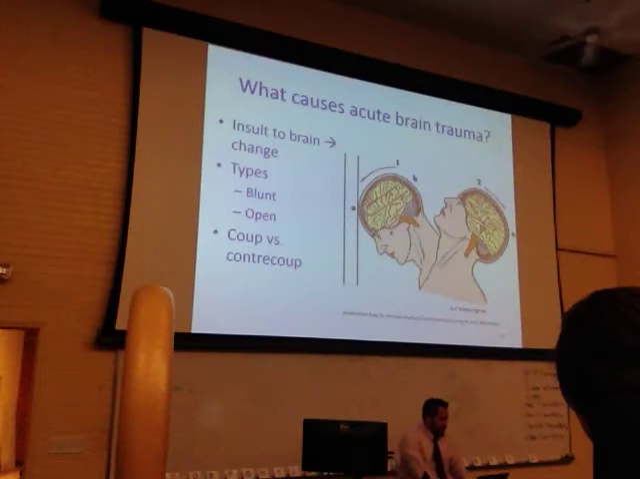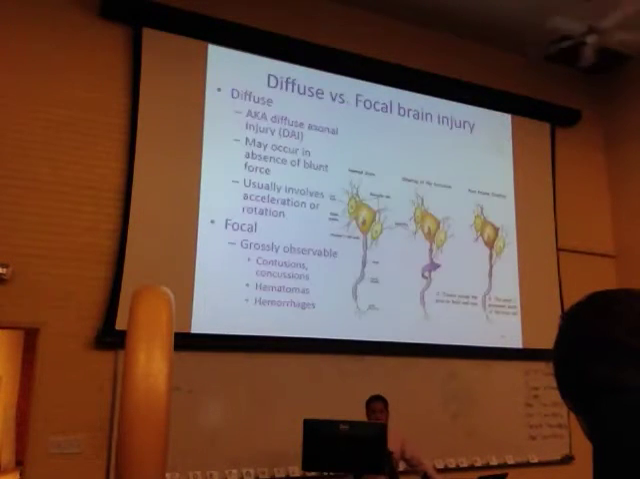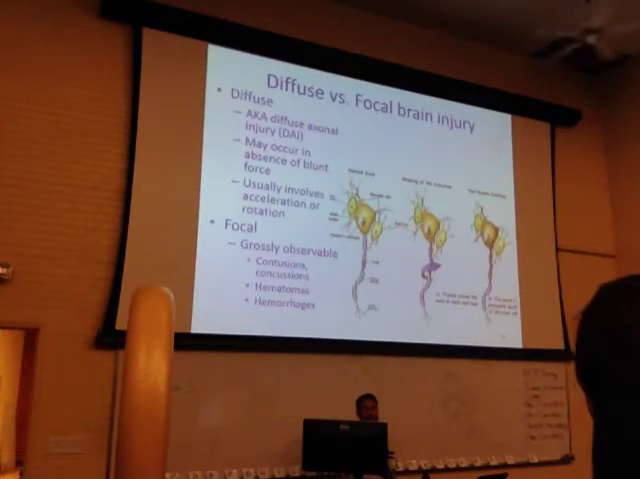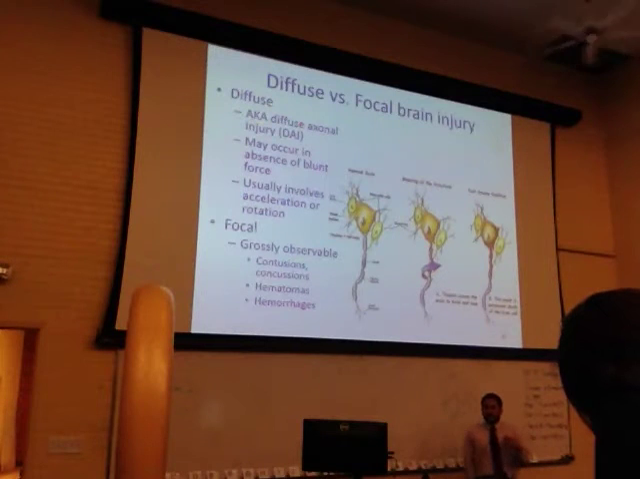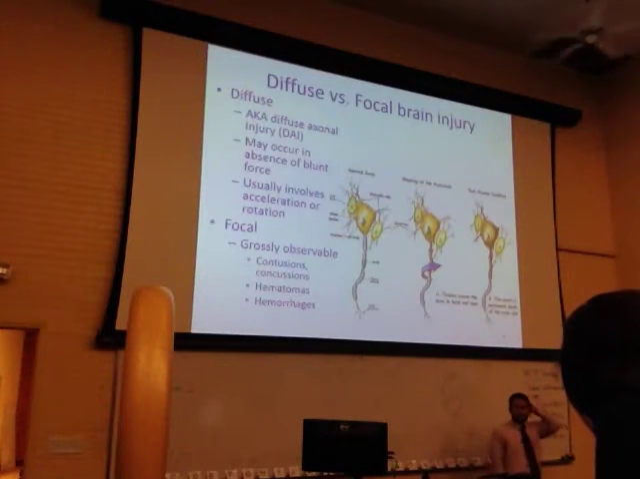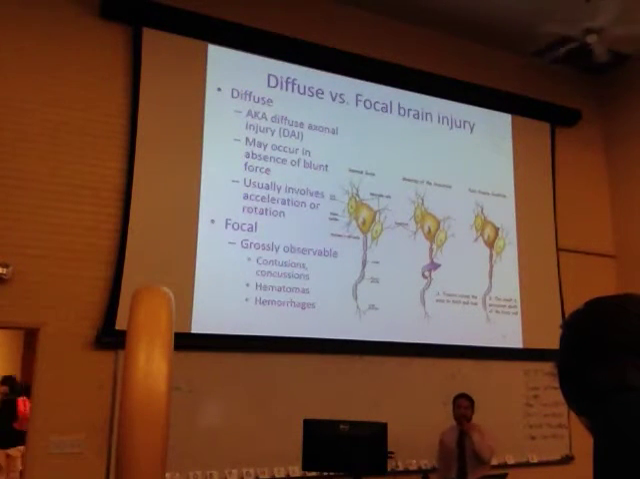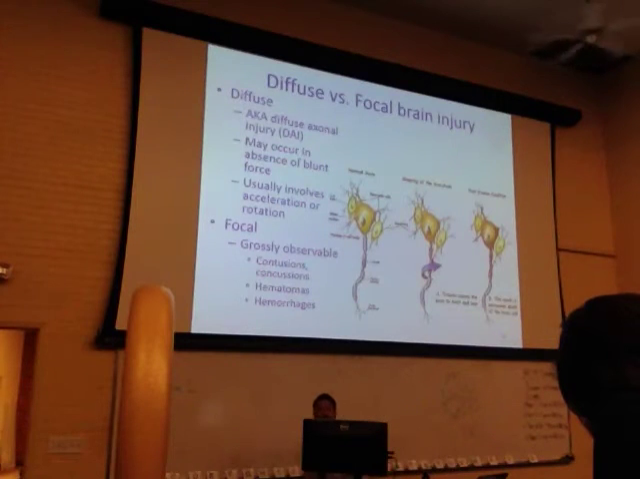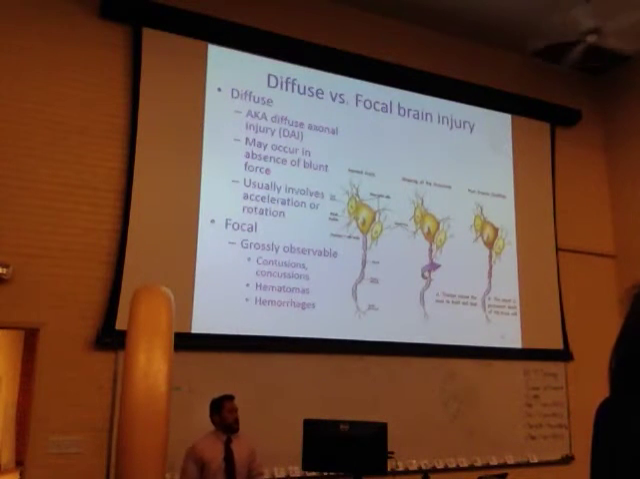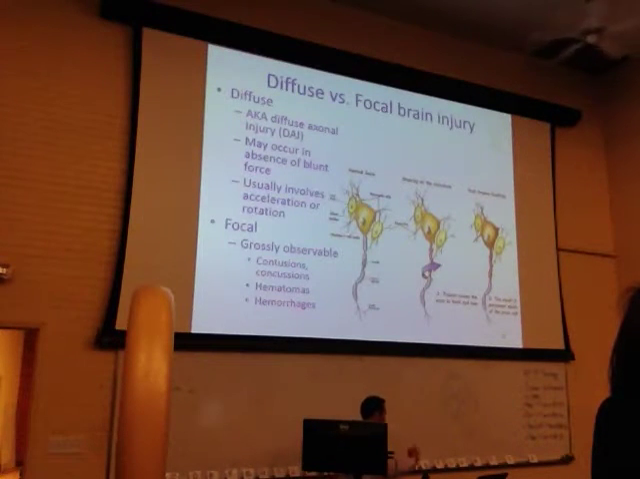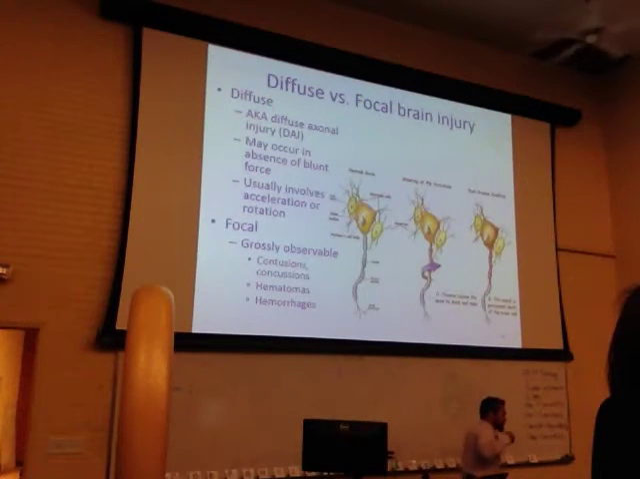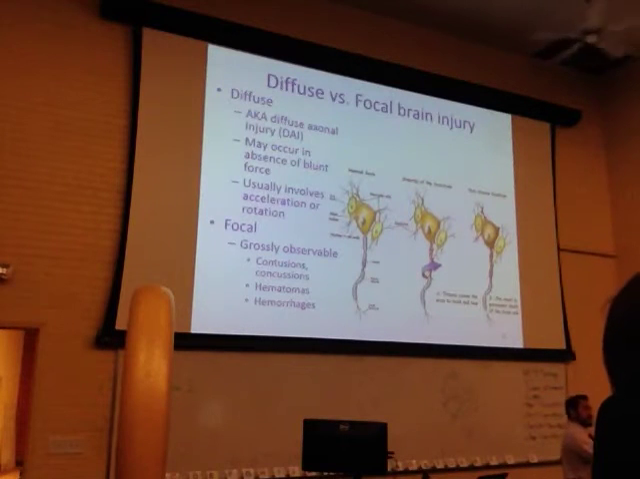In other types of injuries that take place, again, trauma, we have diffuse and focal injuries. So the diffuse injuries are all over. There may not be blunt force trauma at all. A lot of times we call this diffuse axonal injury, and most oftentimes it involves some sort of acceleration type of force that takes place.